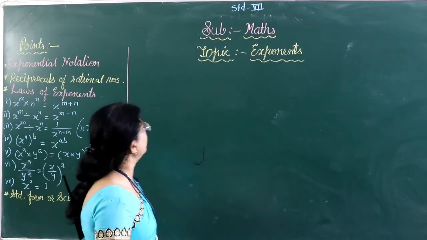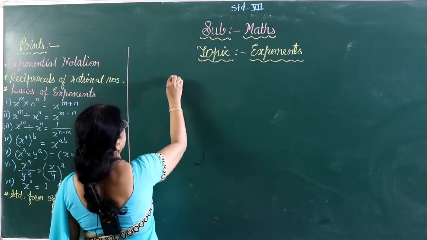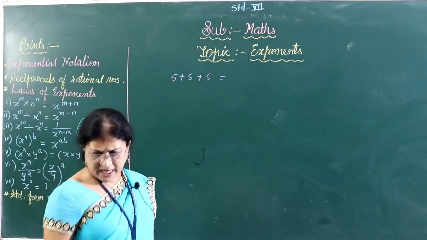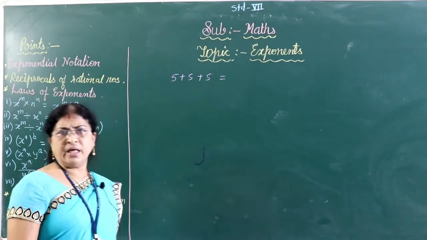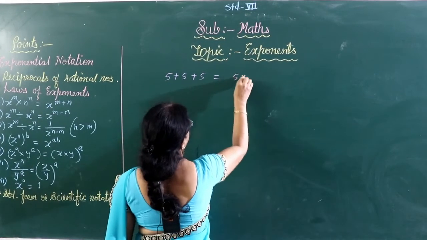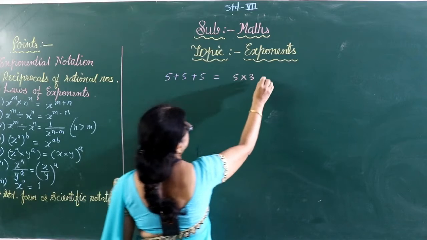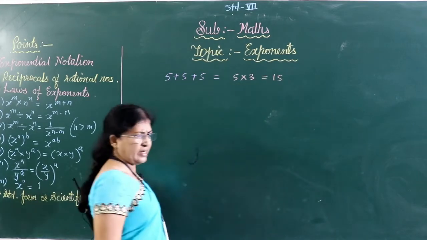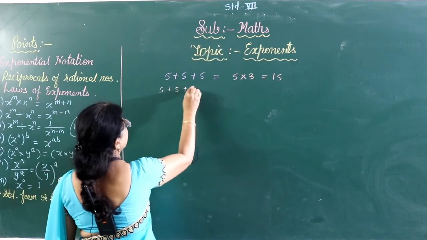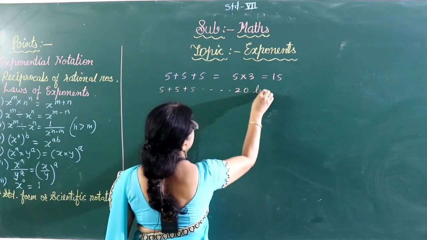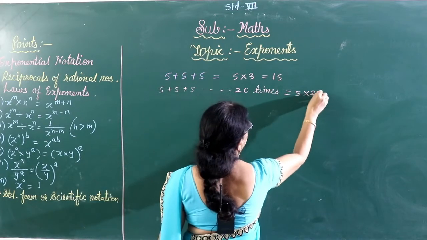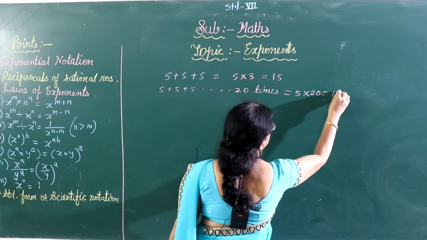So you must be knowing that if I am writing on the board 5 plus 5 plus 5, can you express this in short form? The same we can show as 5 multiplied by 3. 5 is added 3 times, so you get the answer 15 immediately. For large numbers, suppose I am adding 5 twenty times, how do you write it? You write it as 5 multiplied by 20 and the answer comes 100.